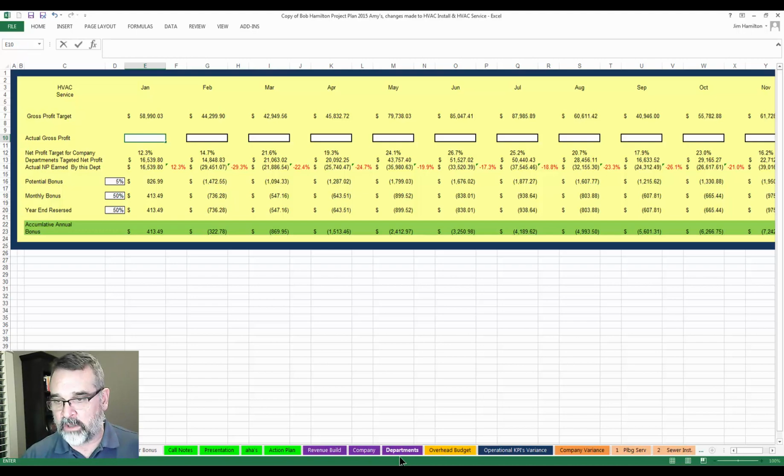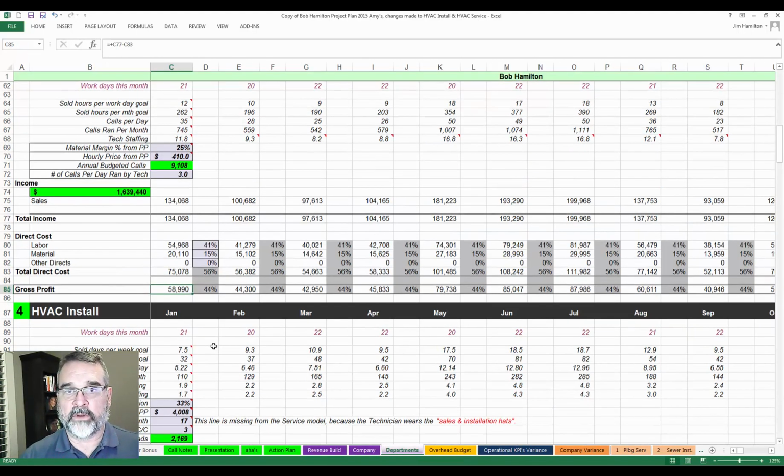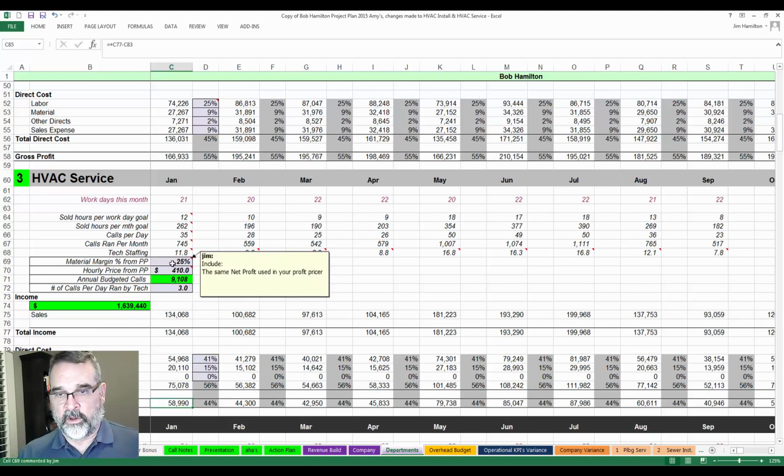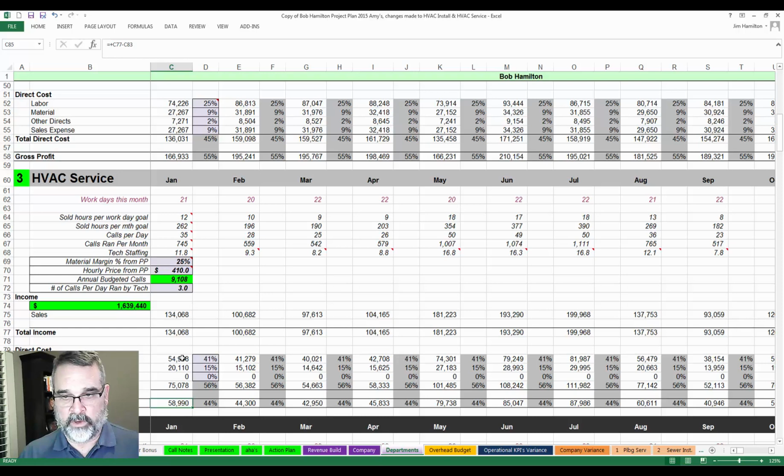And then after they build all of that, just to give you an idea, I'll click over here on one of the departments, and I'll talk about the HVAC one for right now. They put in their hourly rate, calls per day, and the margin they're looking for on the material as well. And then they put in their percentage of labor and percentage of material, what it's going to look like, to come up with the gross profit that is going to come from this department.